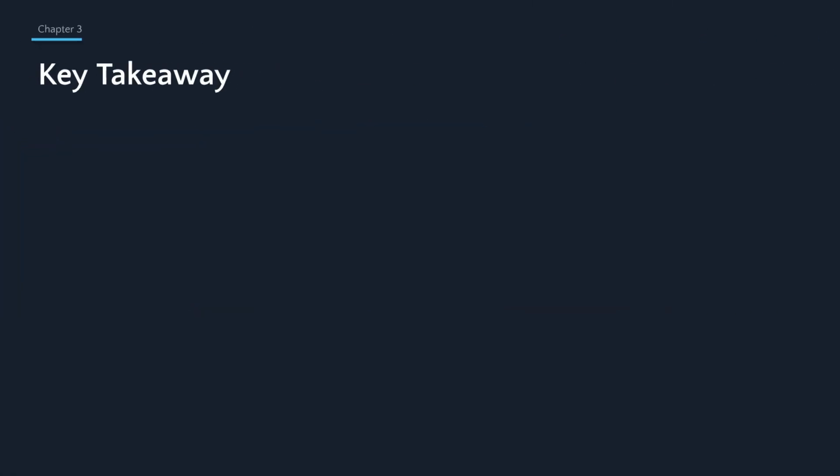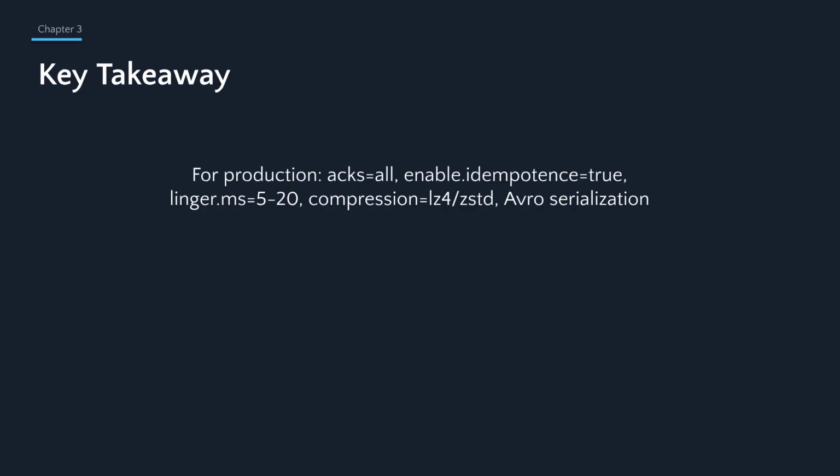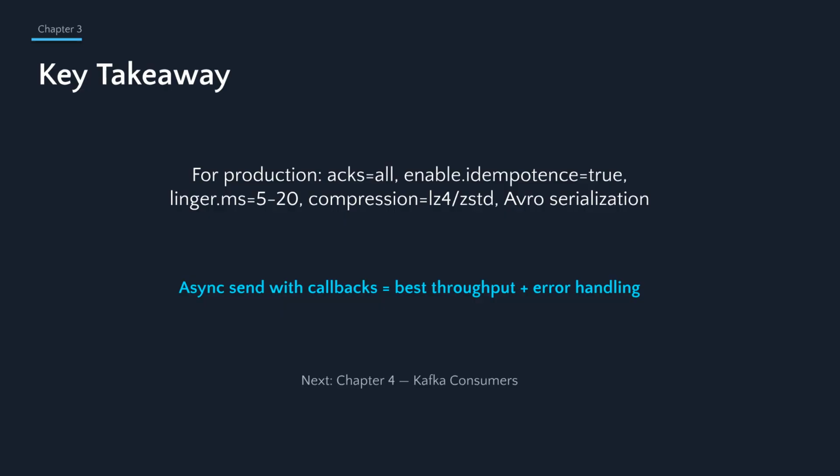Here's my recommended production configuration. acks=all, enable.idempotence=true, linger.ms between 5 and 20, compression set to LZ4 or ZSTD, and Avro serialization with schema registry. Use async send with callbacks. That gives you the best combination of throughput and error handling.